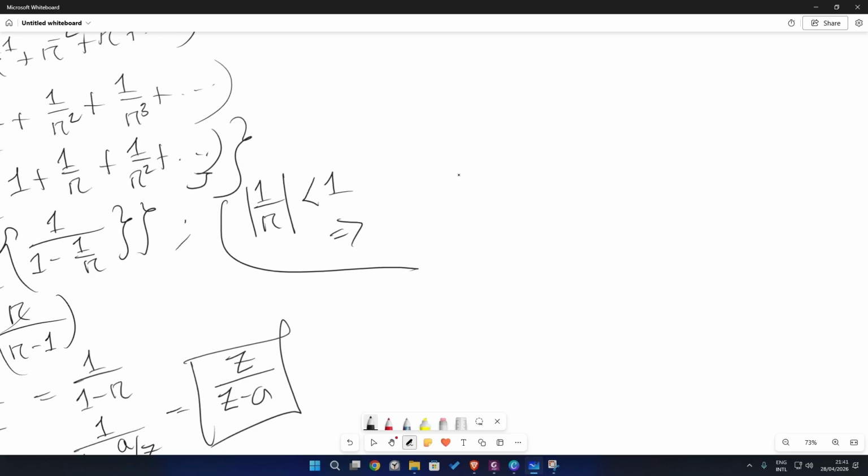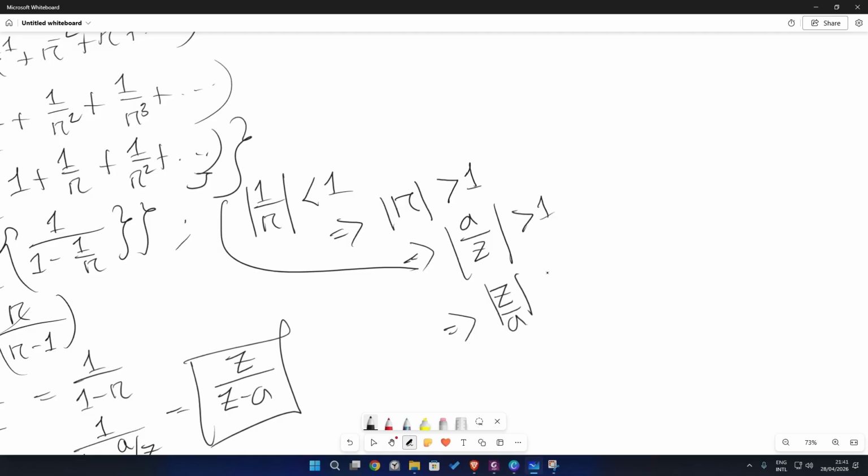The ROC will be modulus of r greater than 1. Now let's replace r by a by z. So modulus of z by a, and then modulus of z is less than modulus of a. This is the final ROC.